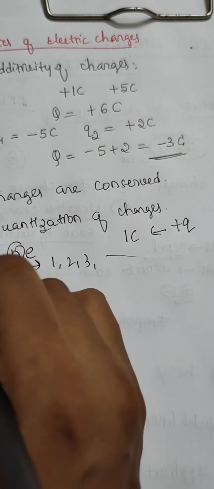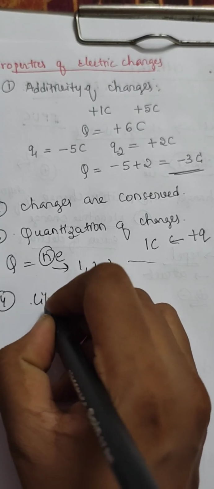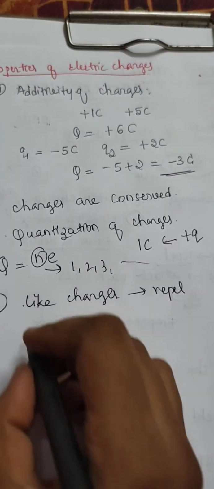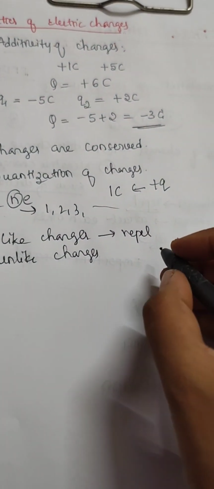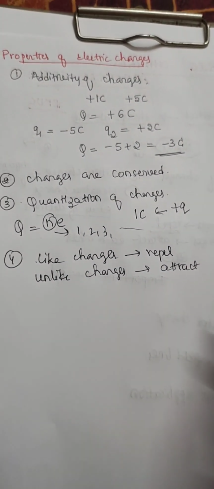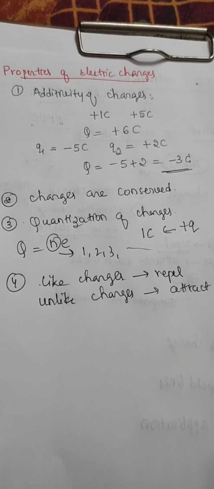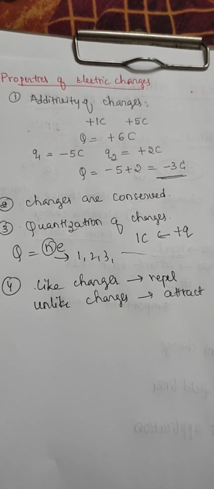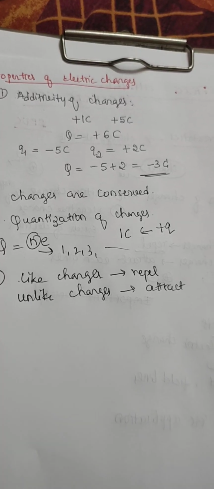Next, the fourth one is the property we already discussed, that is like charges repel, and unlike charges, or the opposite charges, attract each other. This is about the basic properties of the charges. So there are four main properties: additivity of charges, charges are conserved, quantization of charges, like charges repel, and unlike charges attract each other.